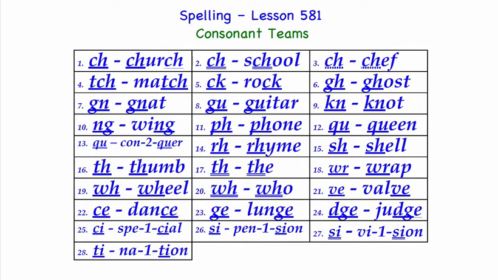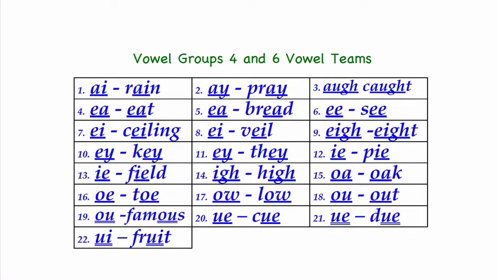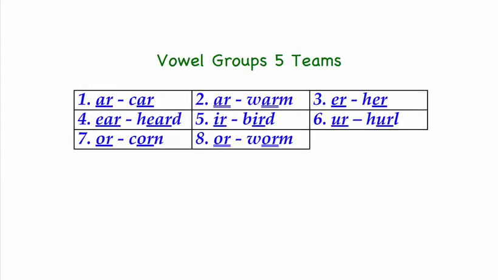These are the consonant teams we've learned thus far in the program. This page contains the vowel group 4 and vowel group 6 teams that have been presented thus far in the program. So again, take a moment and review the information contained on this page. Finally, these are the vowel group 5 teams that we have learned thus far in the program. And again, take a moment and review the information on this page as well. And of course, at any time you can return to any one of these screens to review the information on an as-need-to-know basis. We begin dictation now with row 1.